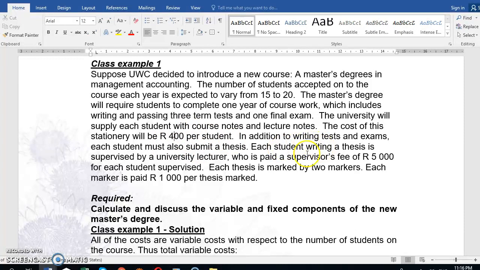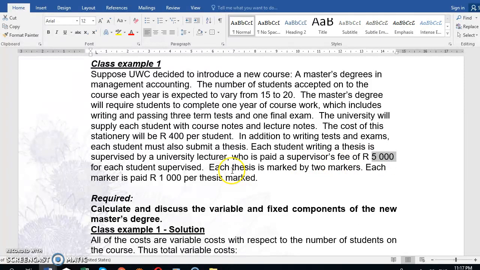The next cost is the thesis supervision, which is $5,000 for each student supervised. Again, for every student there will be a $5,000 fee payable. So this $5,000 will be multiplied by the number of students. Therefore this $5,000 is a variable cost.